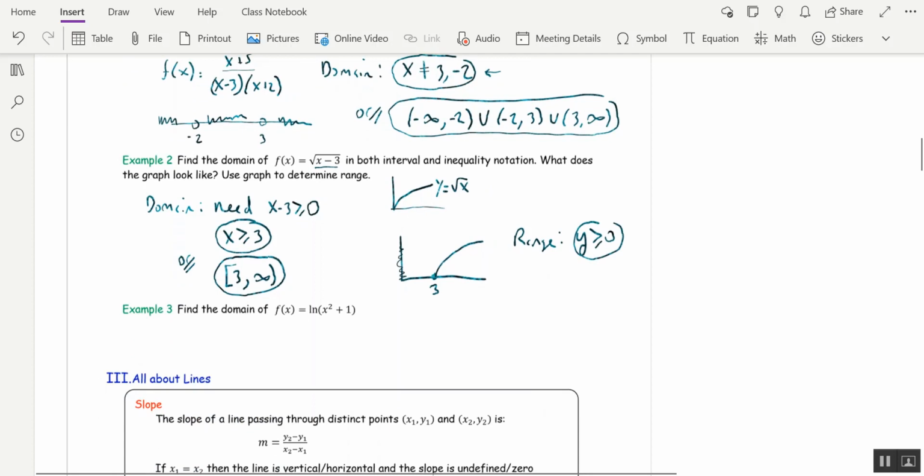Okay, and here's a logarithm one. For the domain, I need the argument x squared plus 1 greater than 0. Not greater than or equal to, strictly greater than.